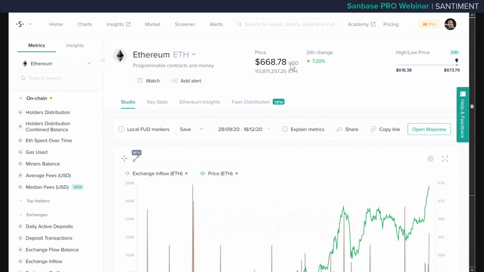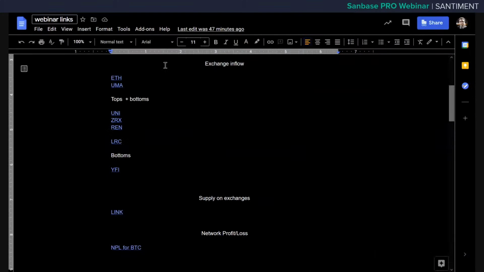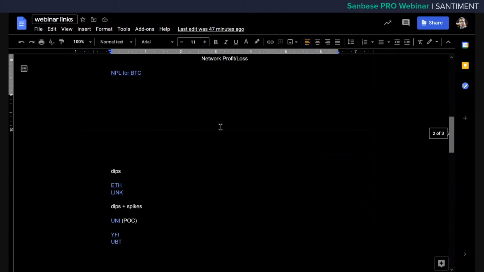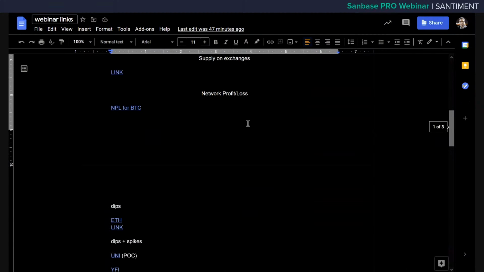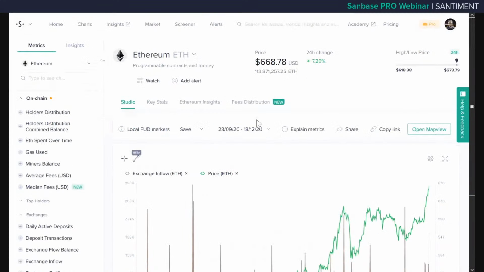Yep. Sounds good. Okay. In that case, let's move on to network profit and loss. So network profit loss is a relatively young metric on our website. We've introduced it, I think, about 3 months ago.